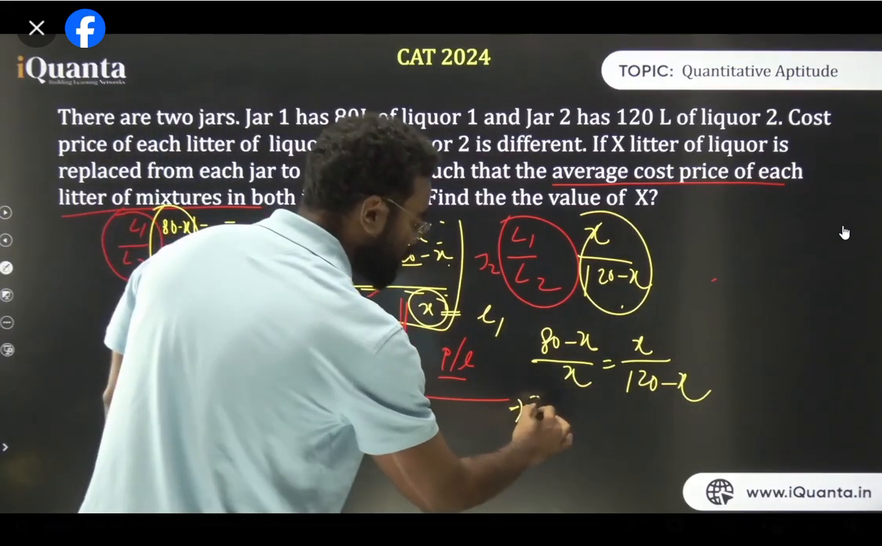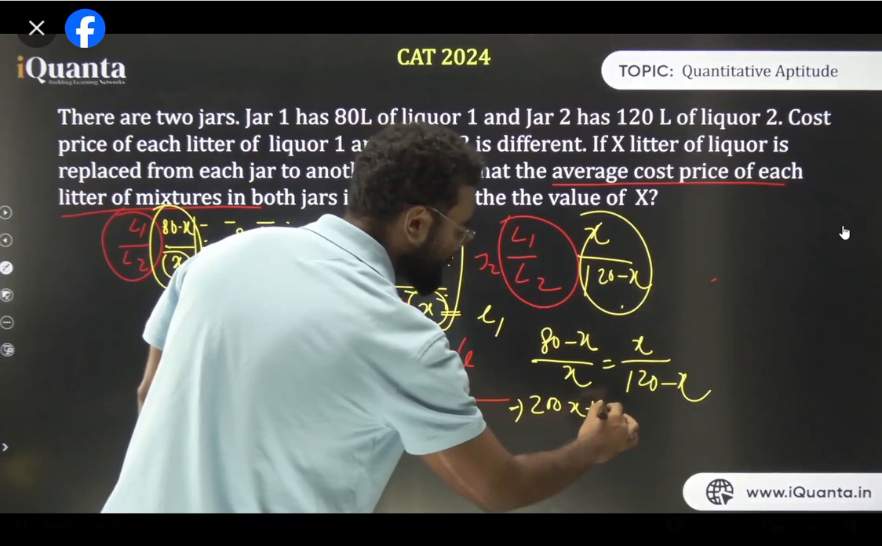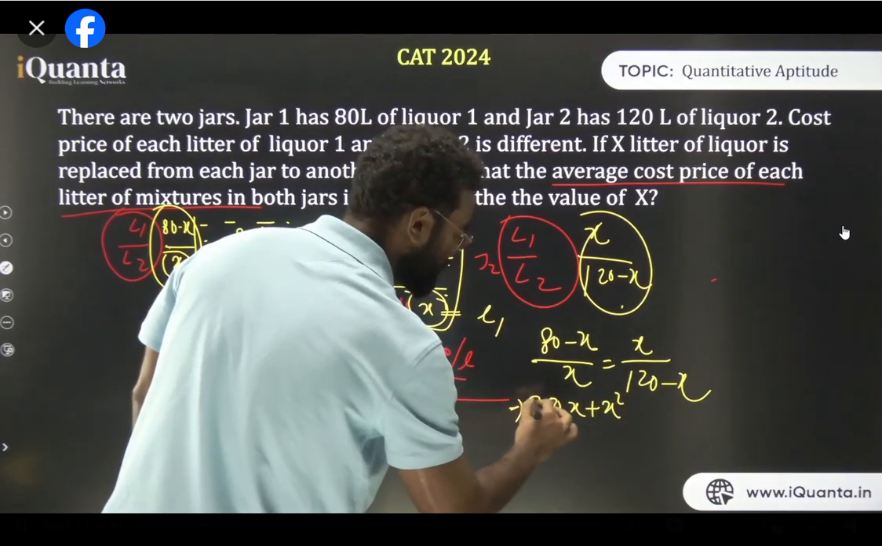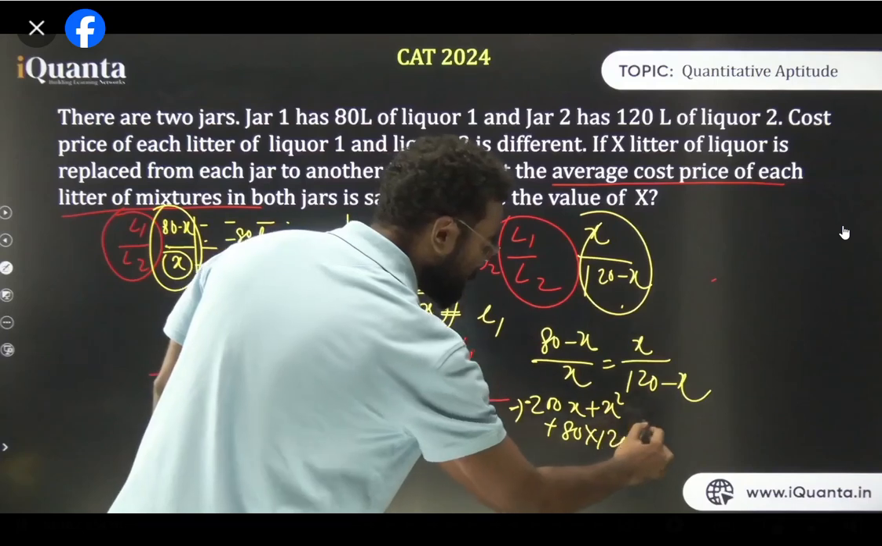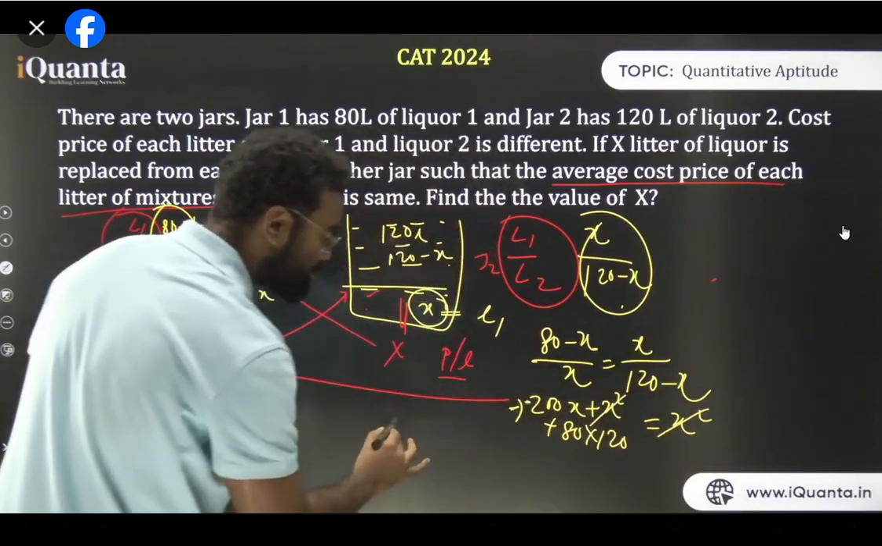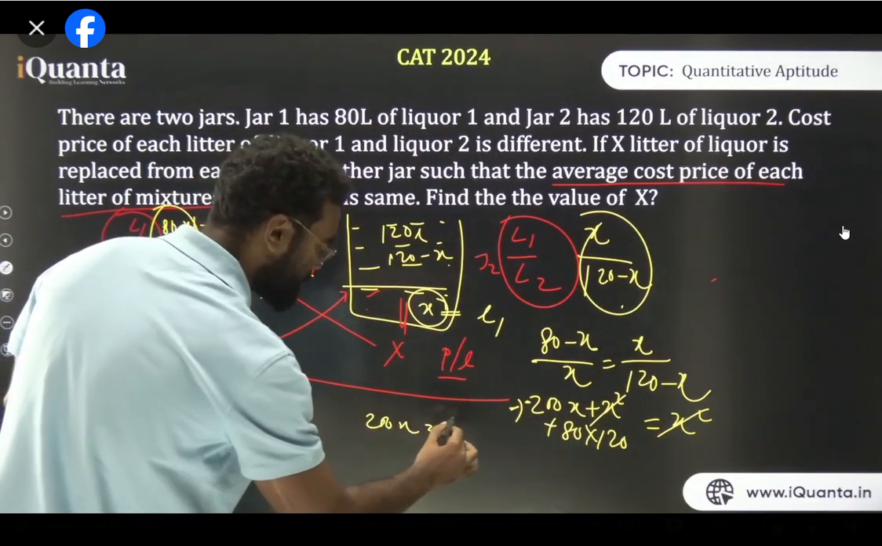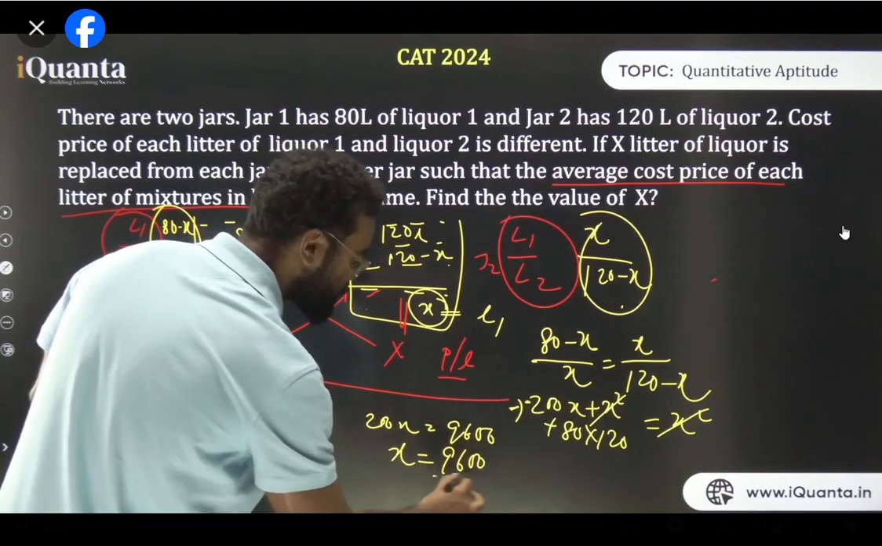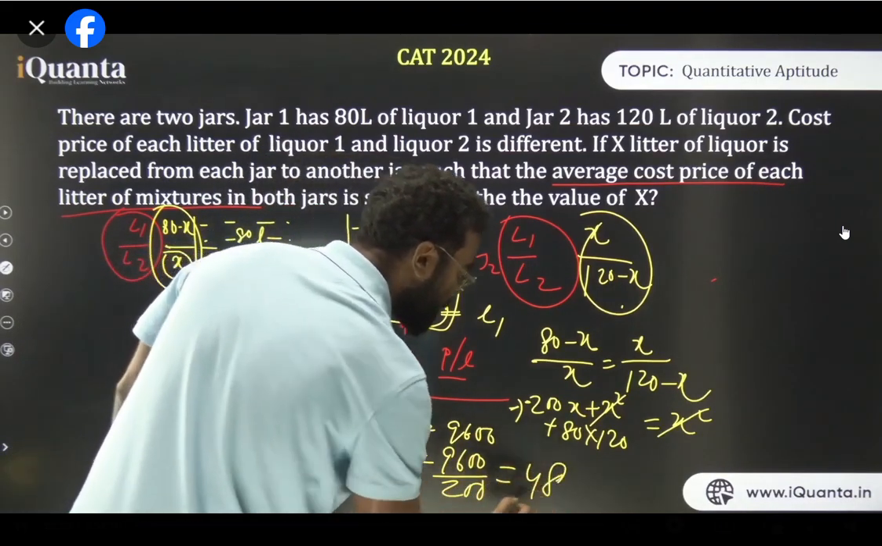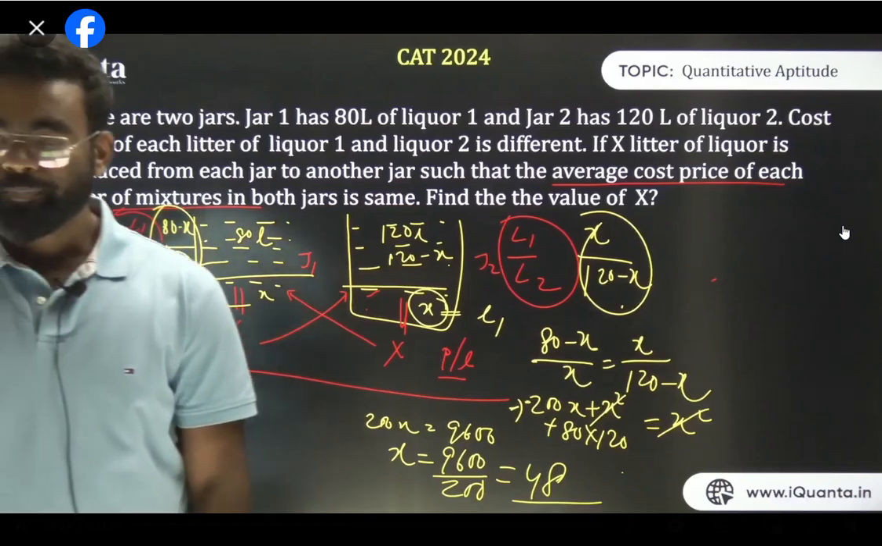So this is basically 200x plus x square minus 200x plus x square plus 80 into 120 is equal to x square. So x square gets cancelled out. So 200x is nothing but 9600. So what is x? x is 9600 by 200, which is nothing but 48. So hence your answer is 48.